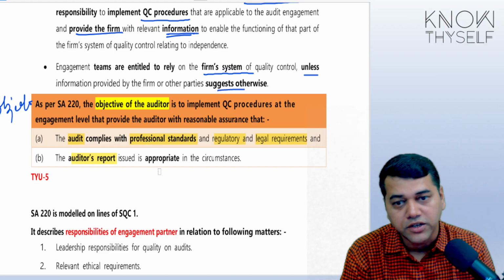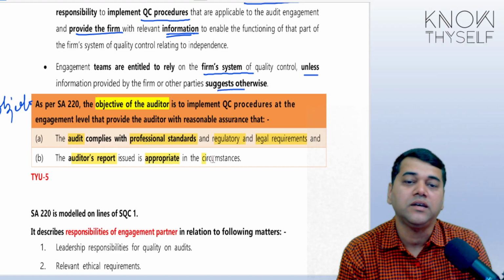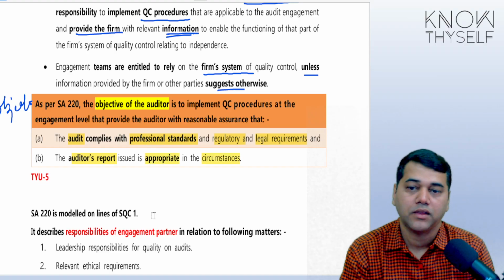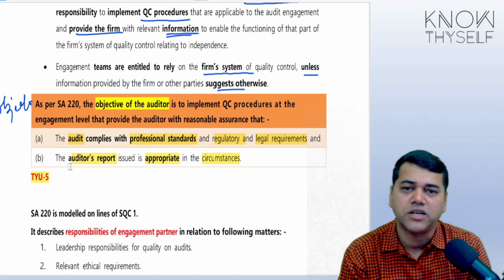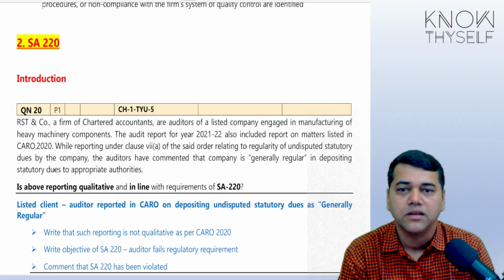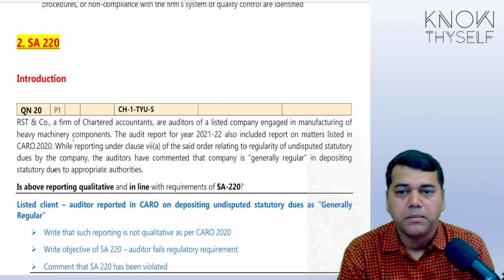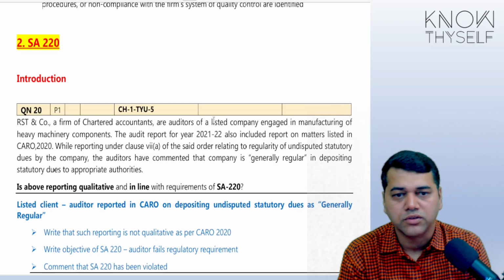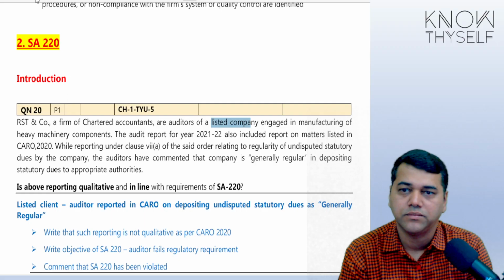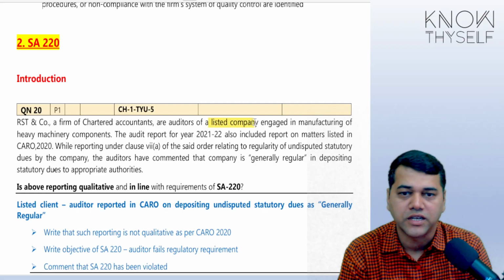Here specifically, we look at which auditor's report is appropriate in the given circumstance. Okay, this is one small test your understanding question. We will see that. Now, RST is a firm of chartered accountants manufacturing heavy components. So the listed is a listed company, and you are the auditor of one listed company.